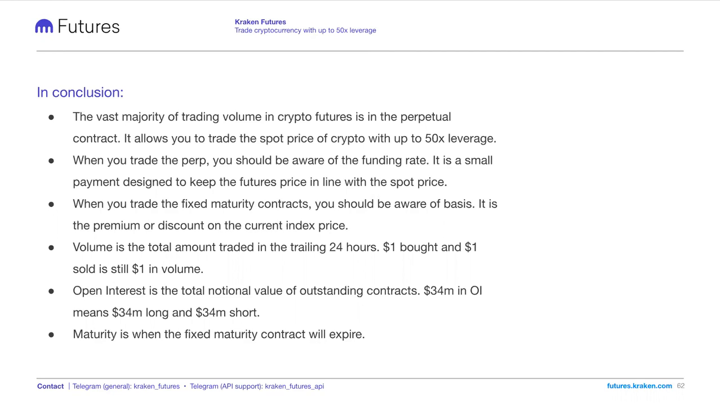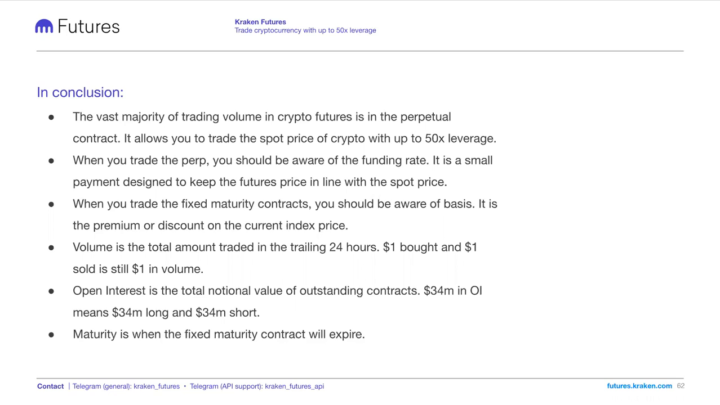When you trade the perp contract, you should be aware of the funding rate. It's a small payment designed to keep the futures price in line with the spot price. It can swing back and forth every 4 hours, entirely depending on market demand.